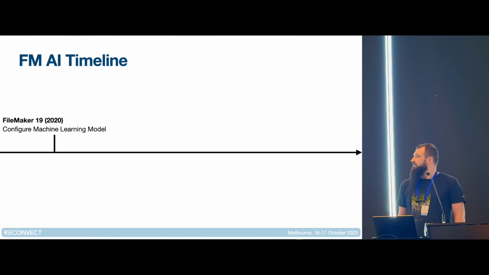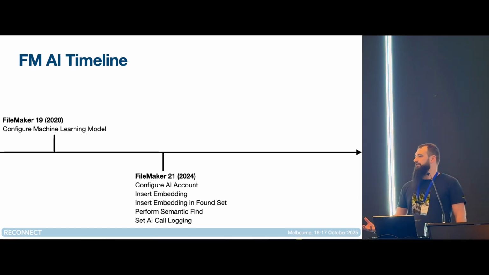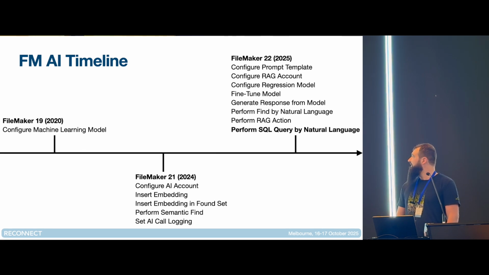So before I get into anything else, I thought I'd do a little bit of a FileMaker AI timeline. We've actually had an AI script step in there since 2020 with the Configure Machine Learning Model. Then we got all the semantic stuff, so embeddings, things like that. And then most recently, we've got all of our ones where you're actually able to interact a bit more with the large language models, get natural language responses back. And this is where the new Perform SQL Query script step has come in, which is what I'm going to be talking about today.